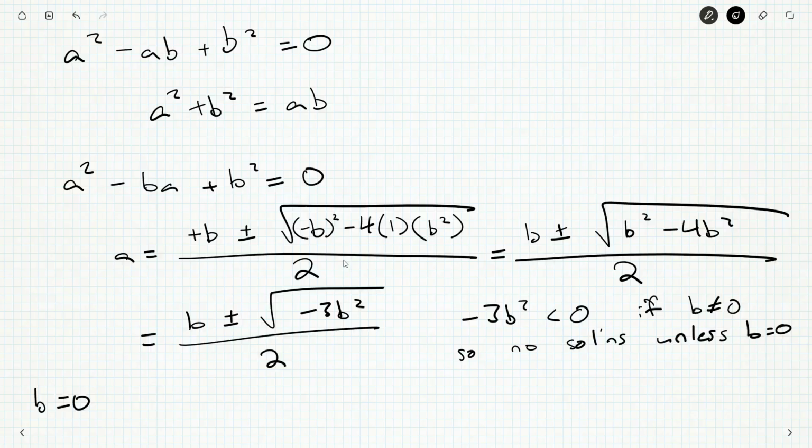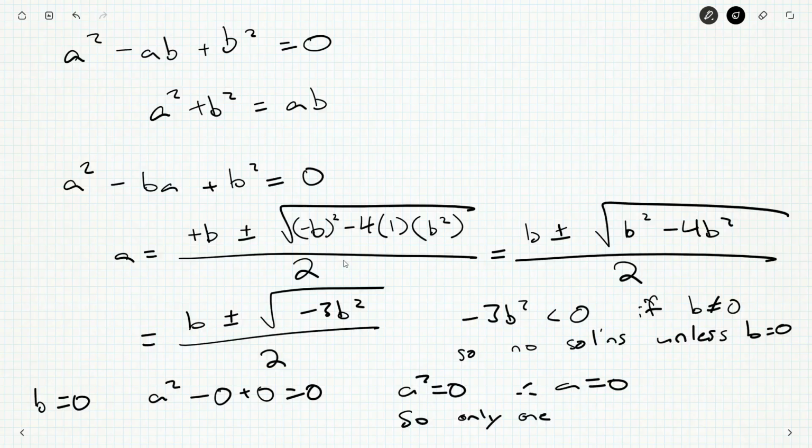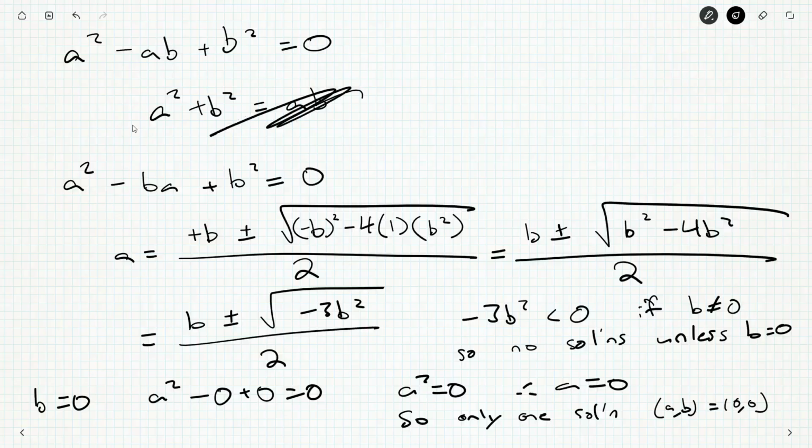So let's assume b is equal to 0. Well, then we'll have a squared minus 0 plus 0 is equal to 0. A squared will be equal to 0, and therefore a is equal to 0. So we only get one solution. (a, b) has to be (0, 0). Okay, that wasn't so bad. This observation up here wasn't exactly necessary, but I just had to treat it. You pick your favorite variable, a or b, treat it as a quadratic, and then it all pops out there. Got to take a look at that discriminant, b squared minus 4b squared.